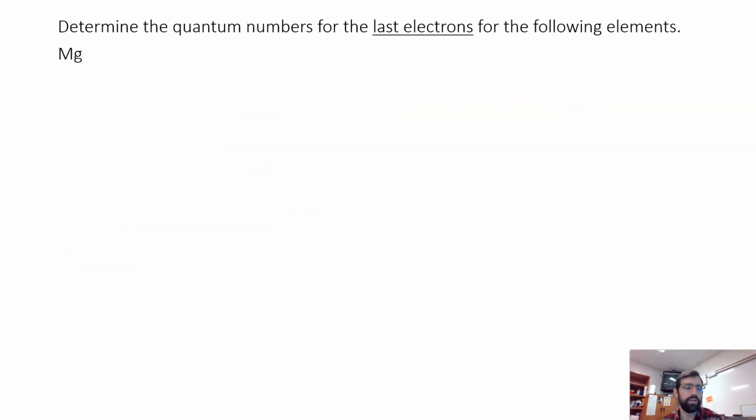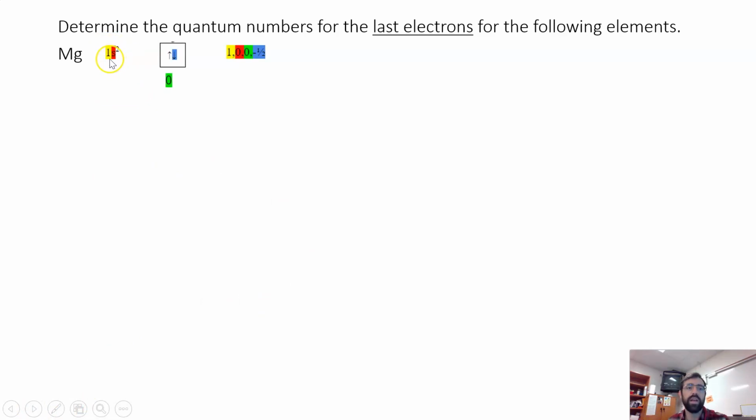All right, so we want to do a different type of problem here. It says to determine the quantum numbers for the last electrons for the following elements. So we find Mg. So what we want to do is write the electron configuration for magnesium, and we can just do the noble gas configuration. So that would be neon in brackets, and then 3s2, neon 3s2, and then we'll draw the orbital diagram for it.